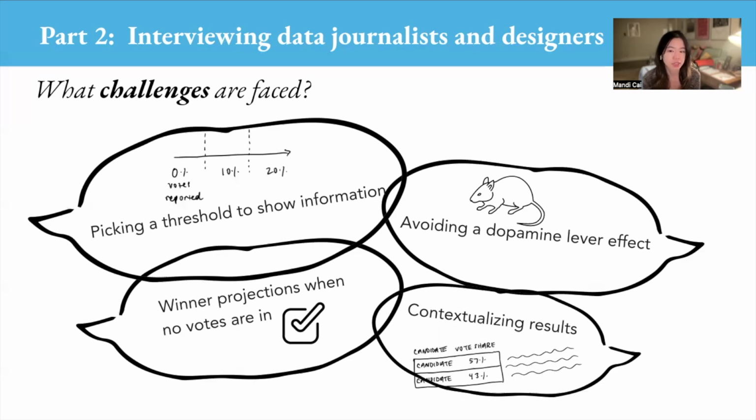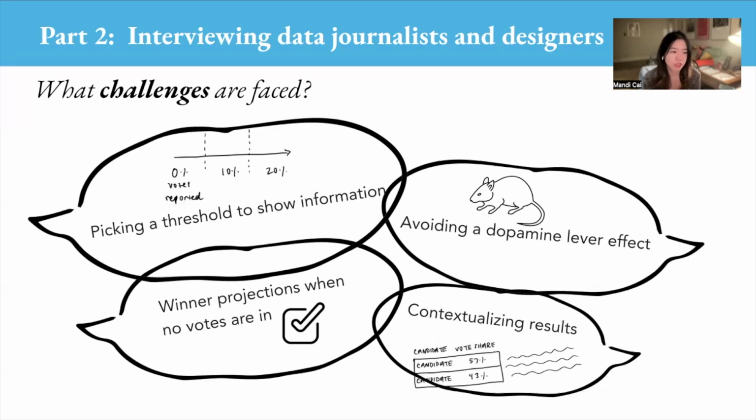Another challenge is avoiding a dopamine lever effect in designs. So designing something that encourages readers to continuously refresh the page, that dramatizes every change in election results, is something that interviewees wanted to avoid. But it's tough because you are also still trying to communicate that this data is live and that the vote counting process is ongoing and that vote counts are changing.